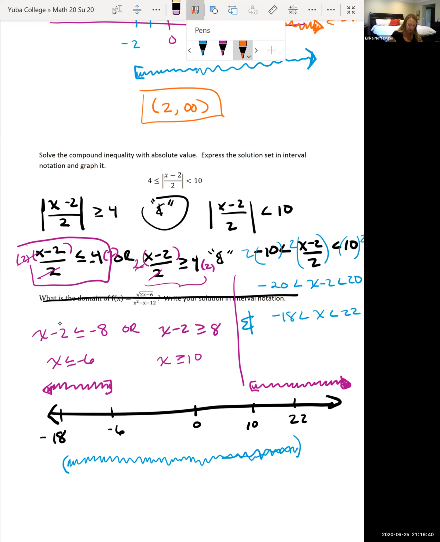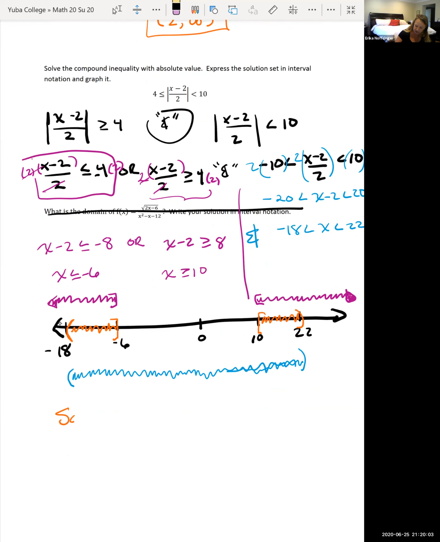They're starting to overlap at negative 18, but not including negative 18. Negative 6 is included here and here, so we're going to have a bracket there. And they're overlapping here at positive 10 to 22. So our solution is parentheses negative 18 to negative 6 bracket, union bracket 10 to 22, parentheses.